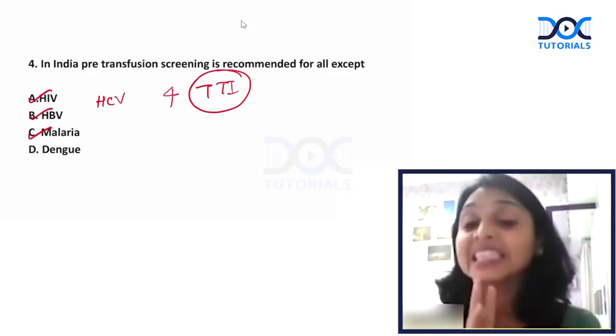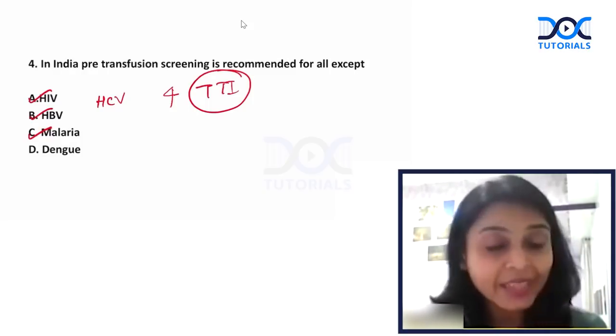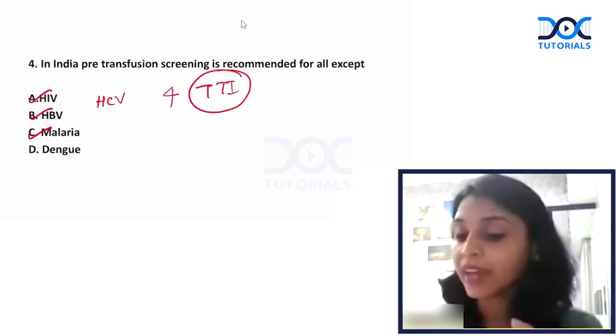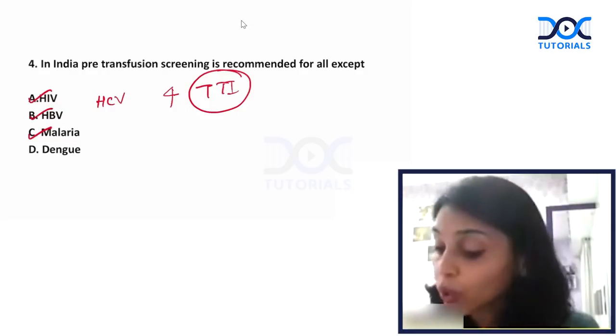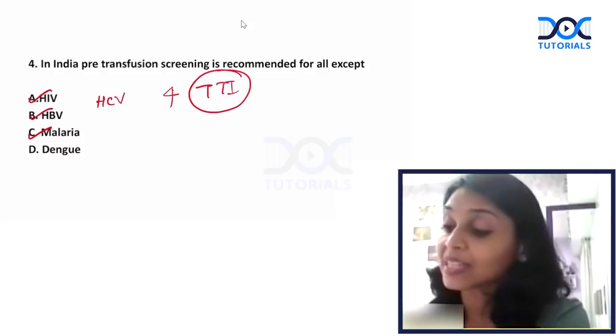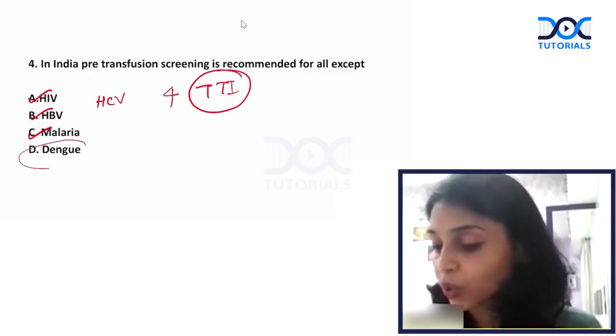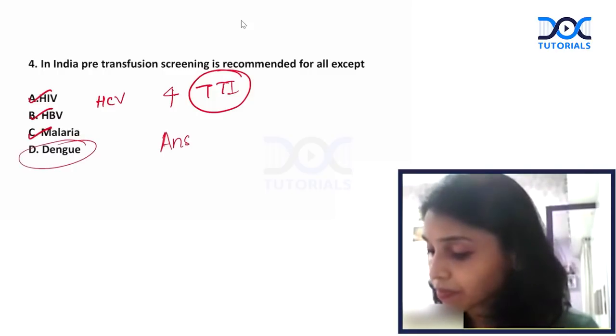So we have 4 TTIs. Transfusion, I repeat, transfusion transmitted infections, which are HCV, HIV, HBV, and malaria. So dengue is not included in TTIs. So which is the one that is not recommended for screening? That is dengue. Okay, so here the answer is D.